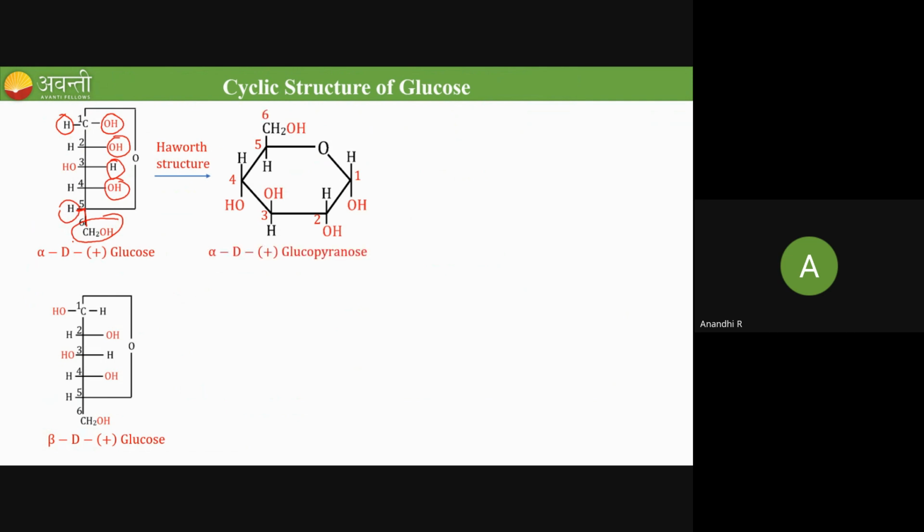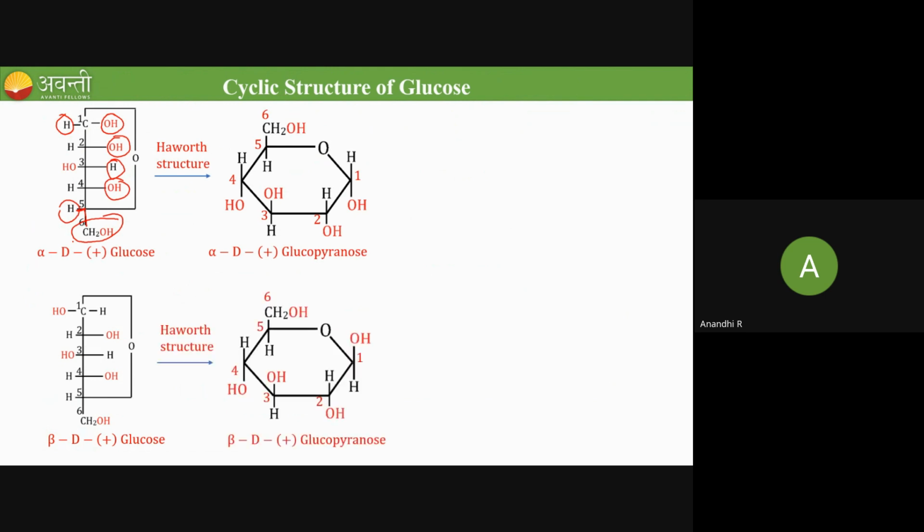Are you getting? So this structure is called alpha D plus glucopyranose. In the same way, you can get beta D plus glucopyranose also. Everything will remain the same. Only the OH position will differ because those two are anomers, right? So here OH is down and here OH is up. That's all. So both are called glucopyranose structures.